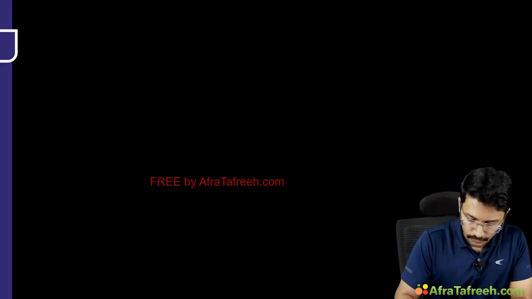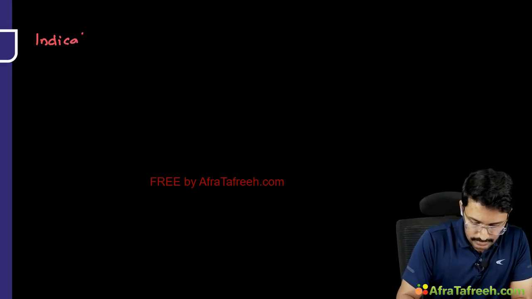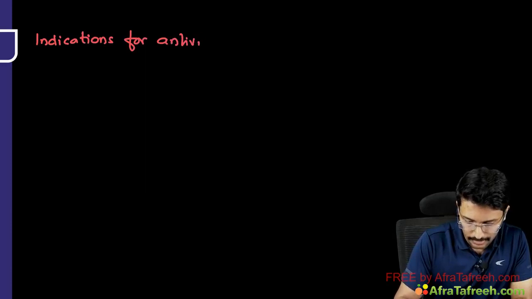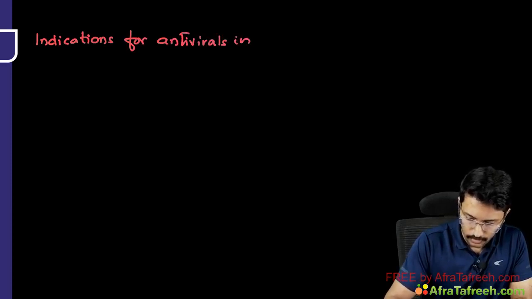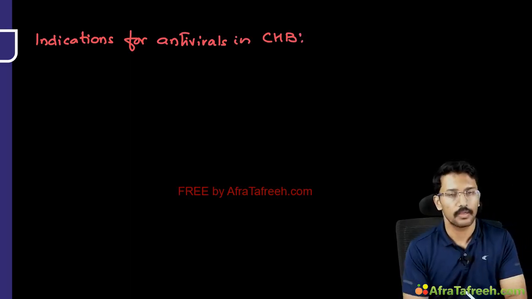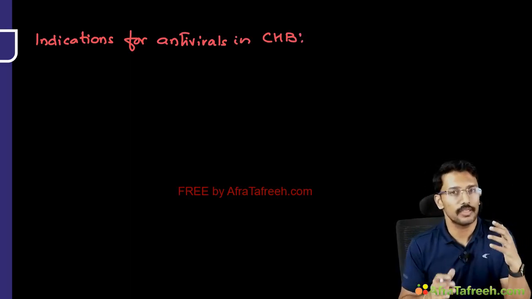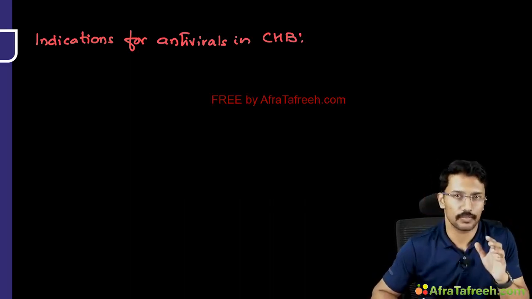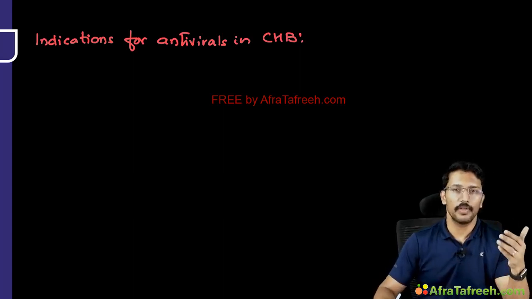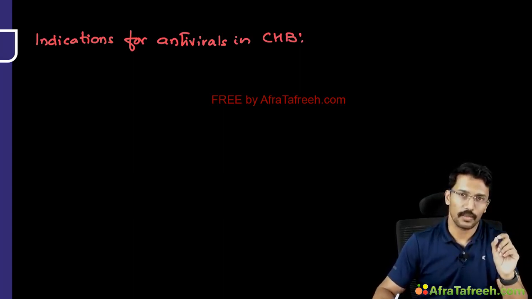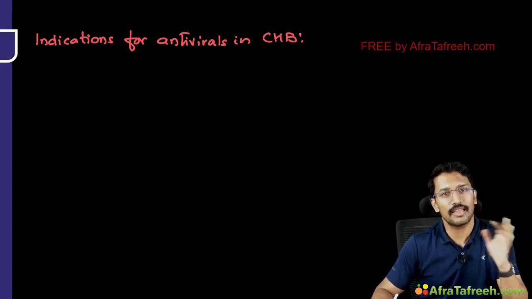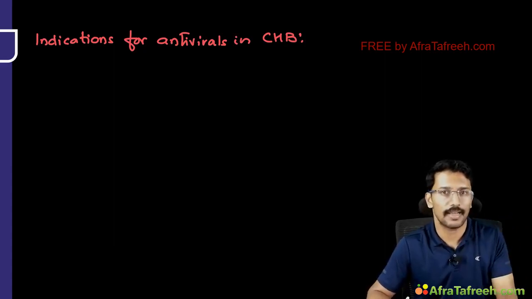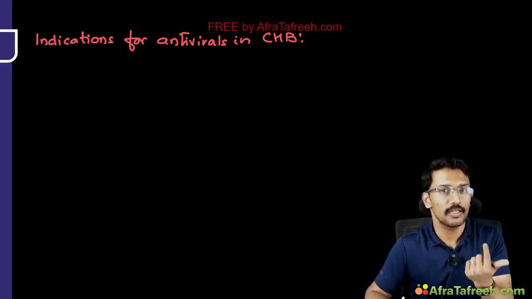When to start. Indications for initiation of antivirals. We will see them in two profiles. Indications for antivirals in chronic hepatitis B. We have two parameters, one for the HBeAg positive individuals and one for the HBeAg negative individuals. Right? What are the parameters we will be looking at? We will be looking at the HBV DNA, right? And we will be looking at the ALT levels. Now, why is this important? HBV DNA tells us about the viral replication and ALT levels tell us about the hepatocyte injury.